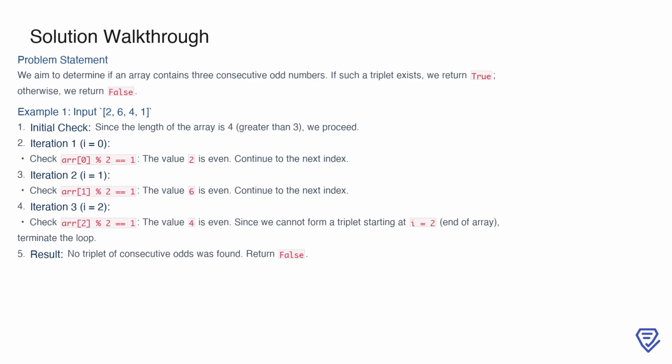On the third iteration, i equals 2, the value 4 is checked and is also even. At this point, we cannot form a triplet starting at index 2 because we've reached the end of the array. Therefore, no triplet of consecutive odds exists in this example, and we return false.